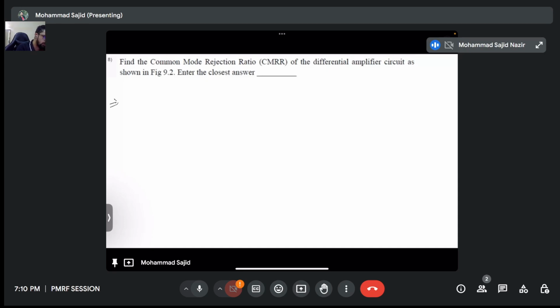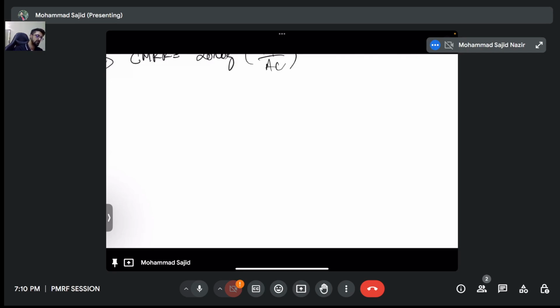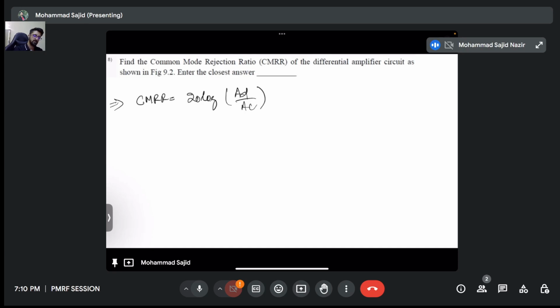Question is, find the common mode rejection ratio, which is given as CMRR equals 20 log of AD by AC. AD is differential mode gain and AC is common mode gain. And we have the same circuit, and my AD is given as gm RD, that is absolute value, and AC is gm RD divided by 1 plus... We did the derivation on this, right?